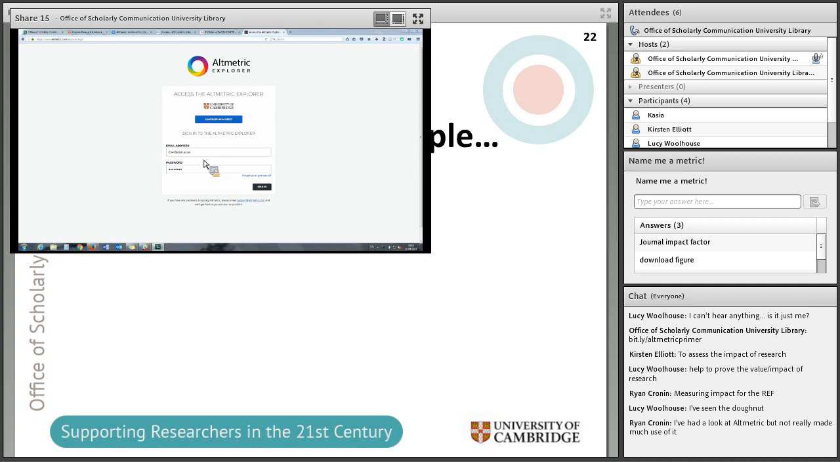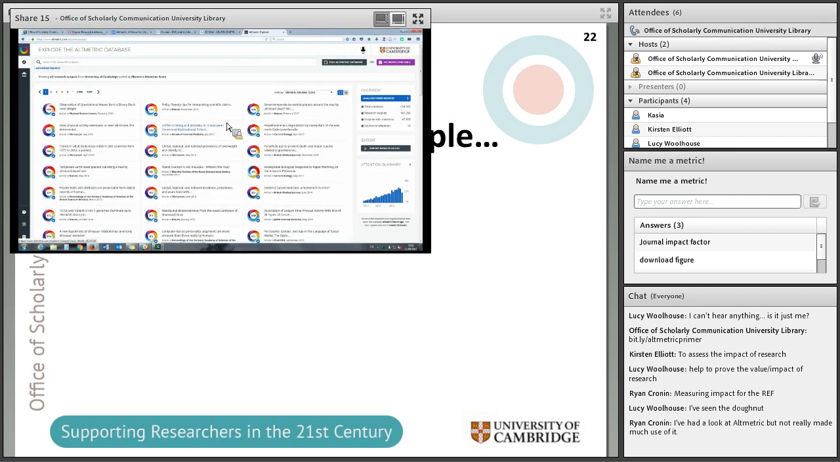You can either set up your own login with your @cam address, which means that you can save different searches you might do, which can be really useful, or you can just continue as a guest if you're on a network computer. And this is what Altmetric looks like. So this is all research outputs from the University of Cambridge that have an Altmetric score that they've ever tracked.